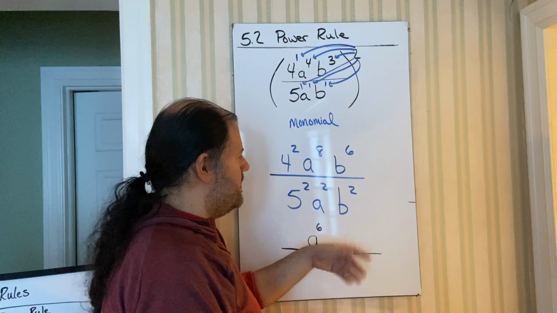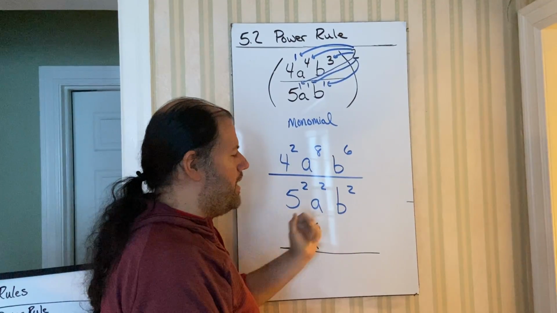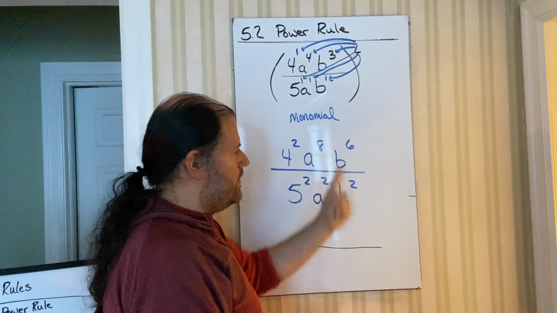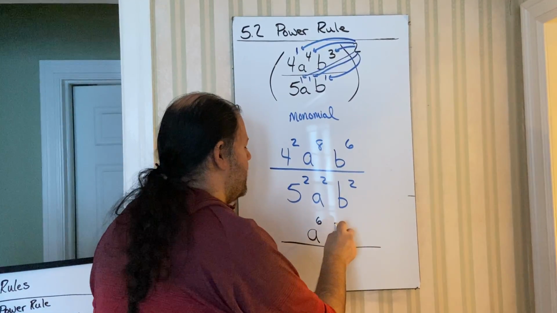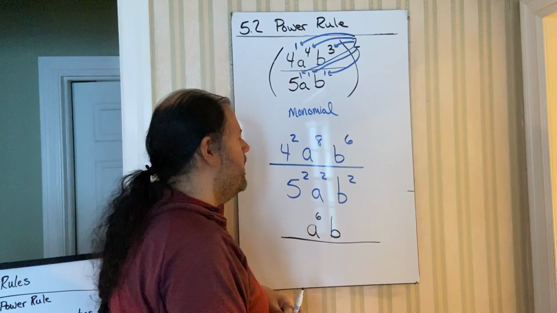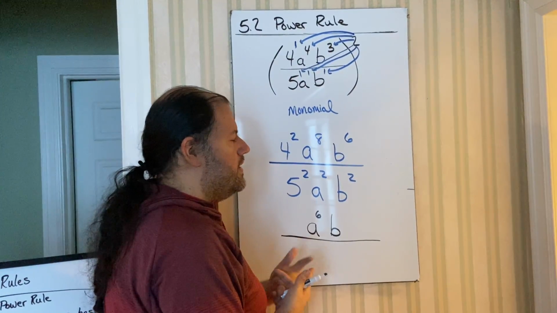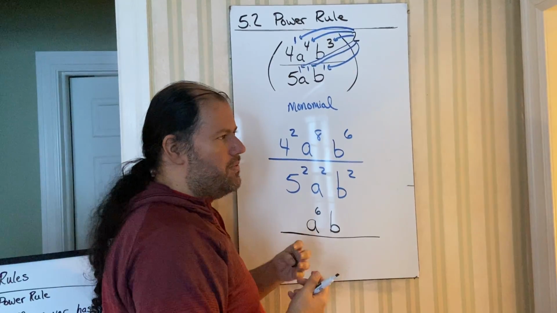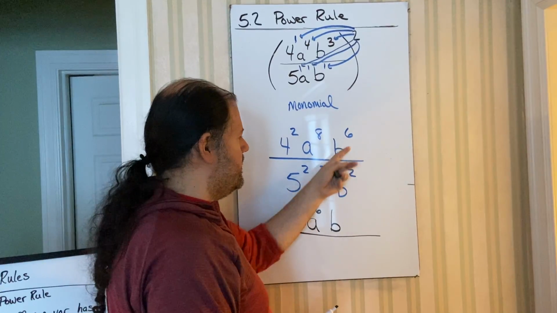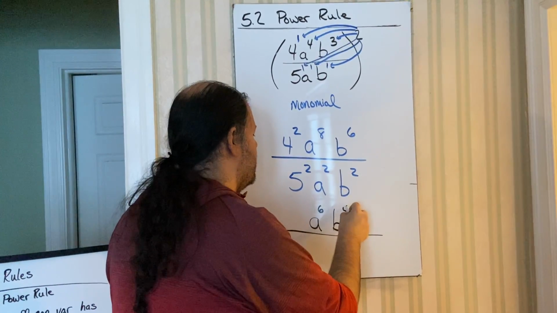How about the B's? We got some on top, some on the bottom. Where do we have more? 6 versus 2. We have more B's on top, so I have to put the base on top. See how it's on top of the fraction? Then, how many more? 6 versus 2. Remember, if we're doing this, you're subtracting. So 6 minus 2 is 4.